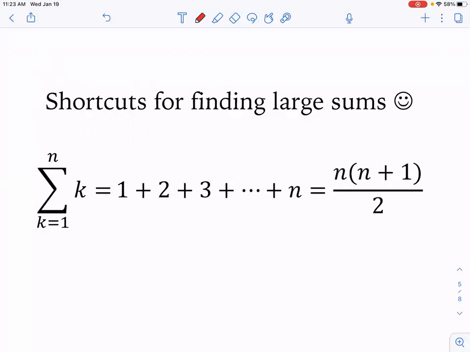If we have the sum from k equals 1 to n of k, so if we're just adding integers, then we can take n times n plus 1 all over 2. Boom, we're done. And I've actually used this shortcut before. Math club, we use this shortcut all the time.